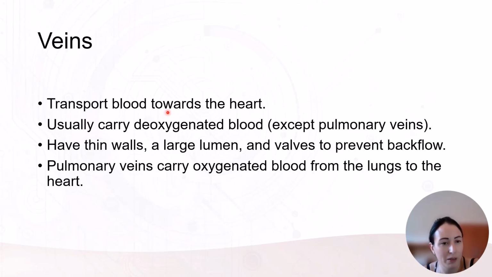A vein transports blood towards the heart. The blood will be deoxygenated except in pulmonary veins, because that's when it's oxygenated. It has thin walls, a large lumen, that's the empty space, and it has valves to prevent backflow, because remember the blood is moving quite slowly, so there need to be valves there to keep the blood moving in one direction. The pulmonary vein, however, carries oxygenated blood because it's moving to the heart but from the lungs. Okay, so transport blood towards the heart will be a vein, away from the heart will be an artery.